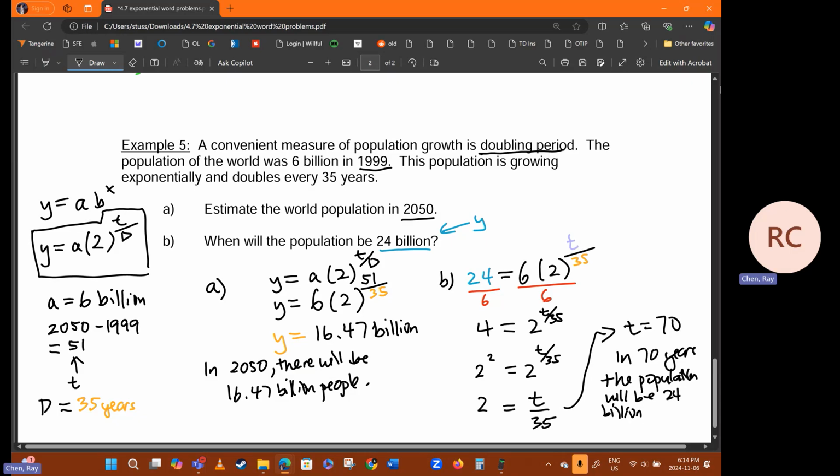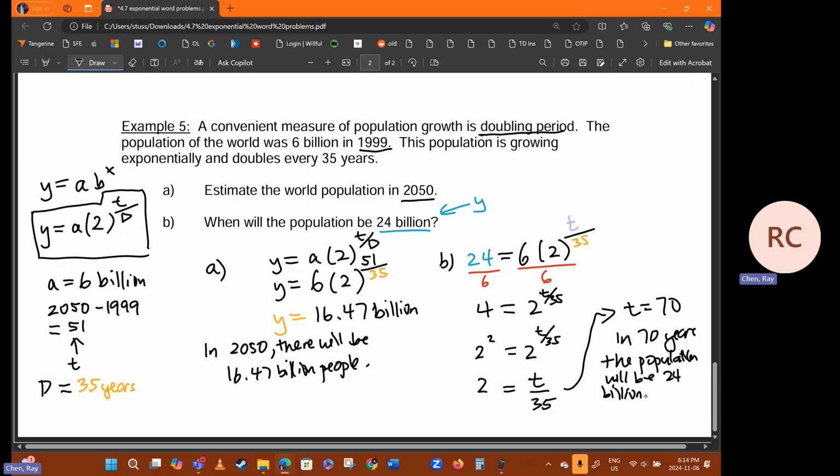Which really means, and I'm running out of room, 1999 plus 70 is equal to 2069. And again, hopefully that made sense.